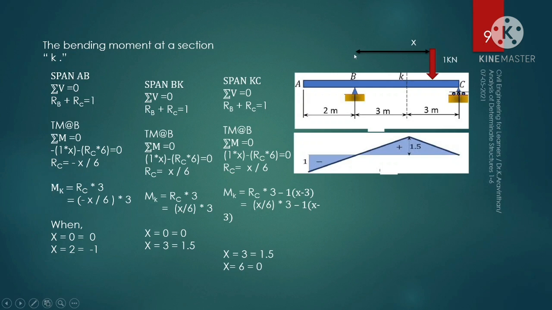The origin is taken from point B. Hence the K will be at the distance of 3 and this will be at distance of 6. If I substitute 3 and 6 here, I will be getting the value of 1.5 and 0. So this is the way to plot all the influence line diagram.